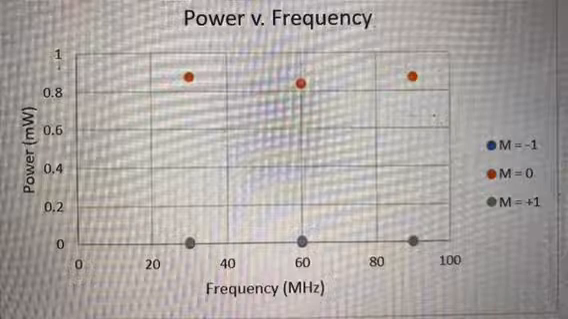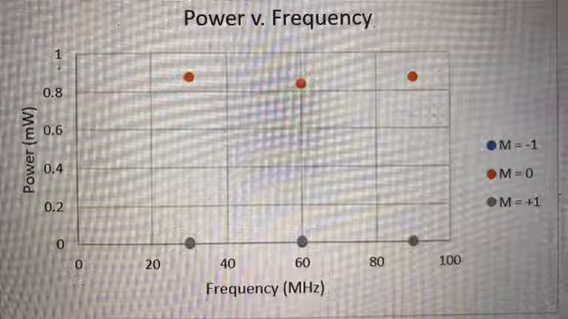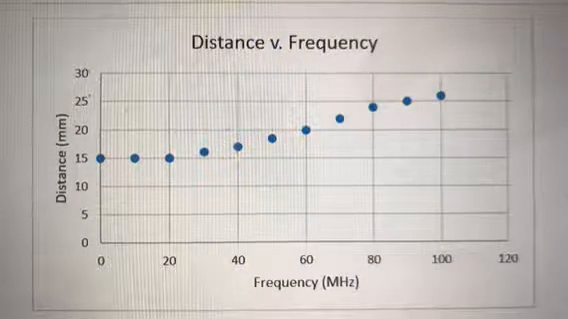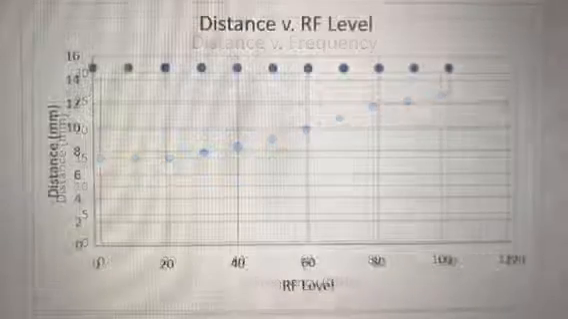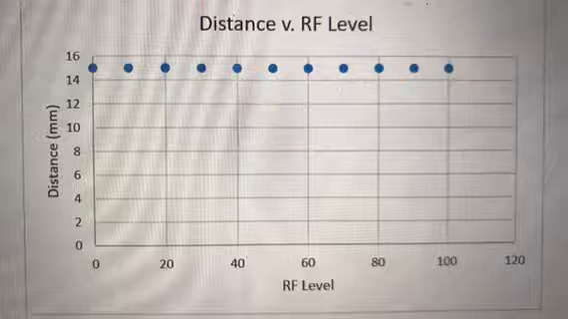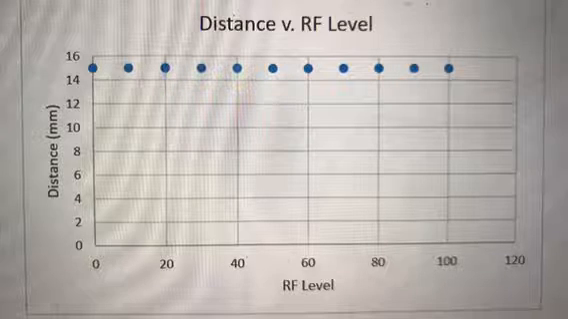Here we can see the significant results from this experiment. First, we see that power generally decreases as a function of frequency, as distance between the diffraction orders increases, and as RF level increases, the distance between the diffraction orders stays the same. This is an important result as we find that only changing the frequency of the modulated wave will change the separation between the distance of the diffraction order. We also found the diffraction efficiency to be about 1.4% for m equals 1 diffraction order.